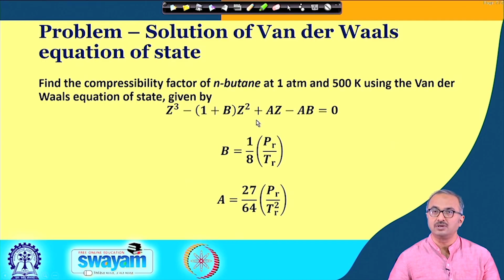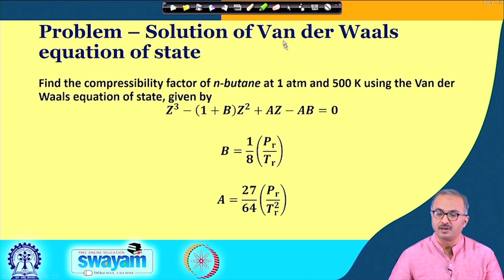If you go to the van der Waals equation of state, you will find the values of the parameters involved in the equation, and you see that these are given in terms of the reduced pressure and reduced temperature. And what are these? These are nothing but the ratio of the actual value to the critical value.